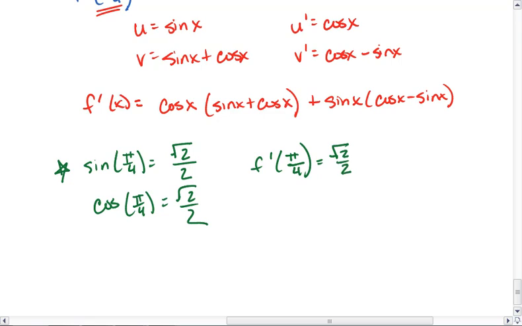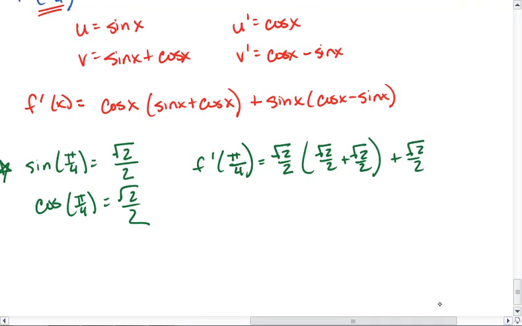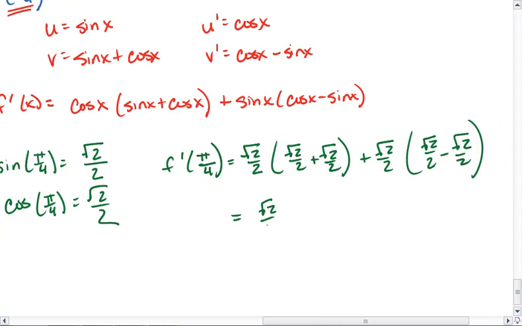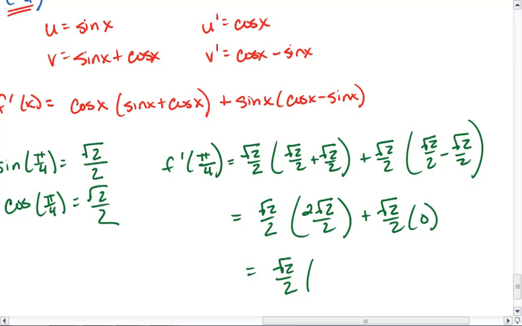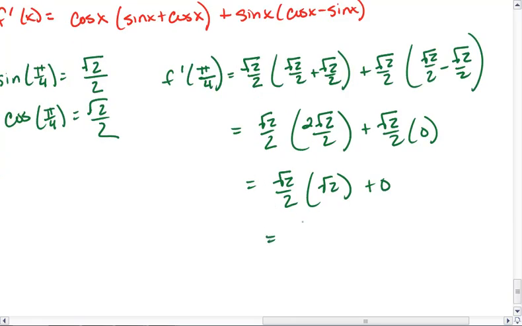equals root 2 over 2 times root 2 over 2 plus root 2 over 2, plus root 2 over 2 times root 2 over 2 minus root 2 over 2, which means I have root 2 over 2 times 2 root 2 over 2, plus root 2 over 2 times 0. Which finally gives me 2 over 2, which equals 1. So f prime of pi over 4 equals 1.